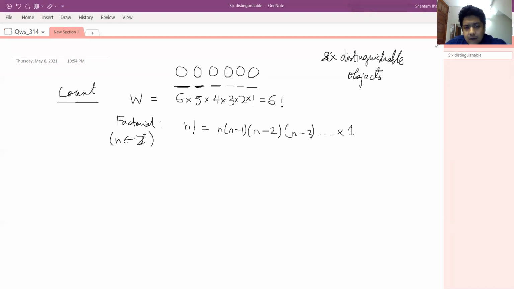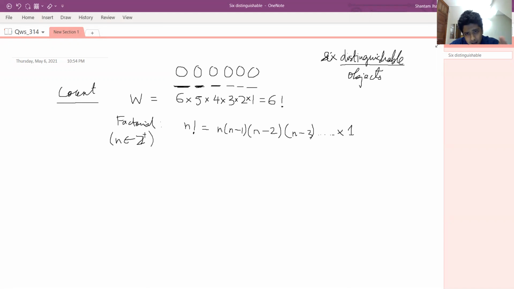And so what is n factorial in terms of counting? Well, n factorial is the number of ways of arranging n distinguishable objects, not just 6. That n can be replaced by any number which is a positive integer. Now, that is how we count the number of ways of arranging n different objects.